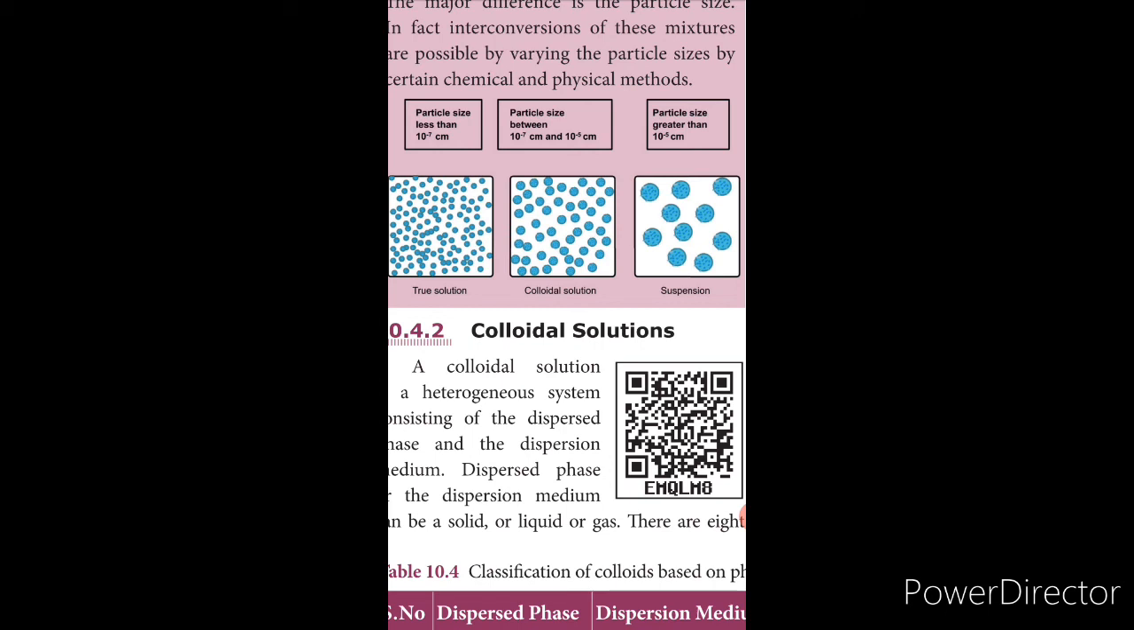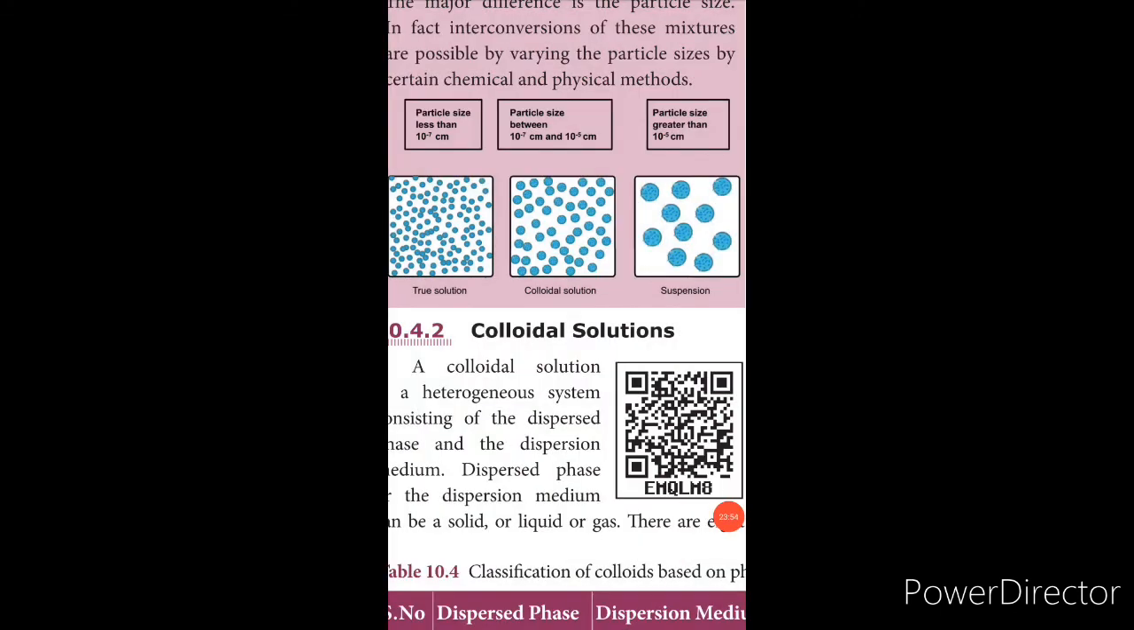So that is wheat flour. When it is mixed with water, first you will get a turbid mixture. Then afterwards, when you allow it to settle down, it will settle at the bottom of the test tube, and this is called a suspension. So this is about the three types of solution.